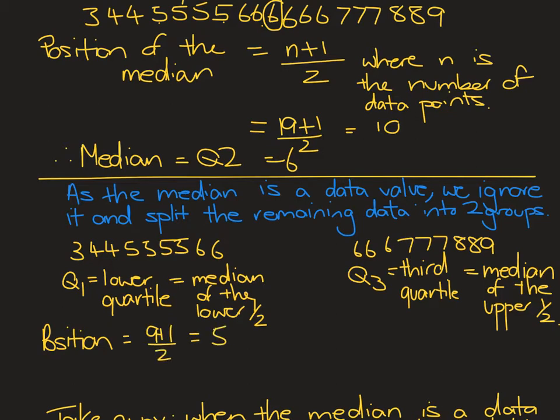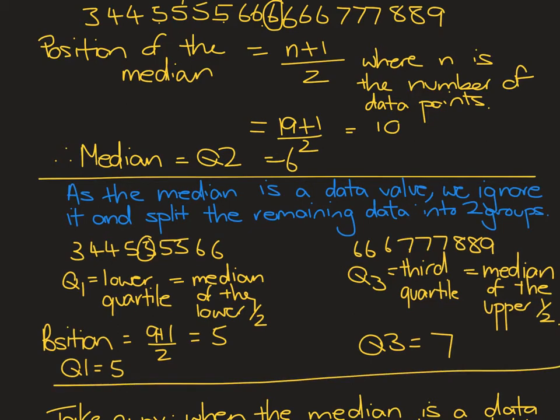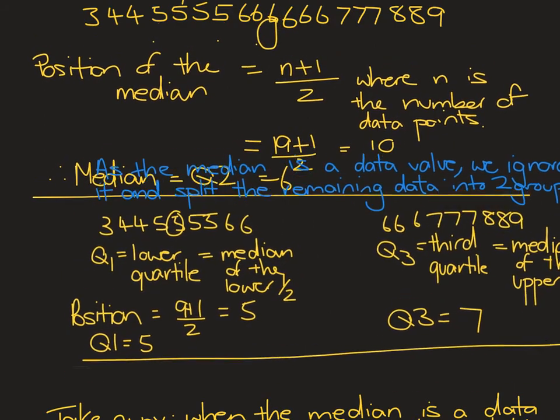So if we count along 5, 1, 2, 3, 4, 5, that tells us that Q1 is going to equal 5. And over here, if we count along 5 again, 1, 2, 3, 4, 5, Q3 is going to equal 7. So as you'll notice here, we've got the median, Q2. We've got the position of the median of the Q1 and Q3, and we've got their actual values. So the last thing we need is the minimum and maximum of this data set.